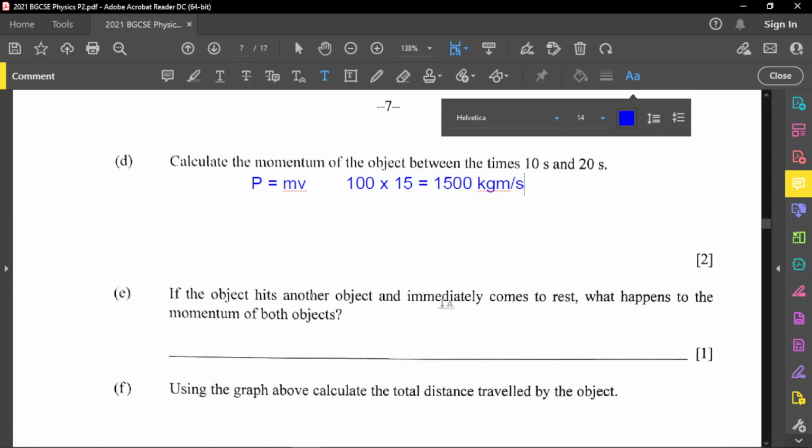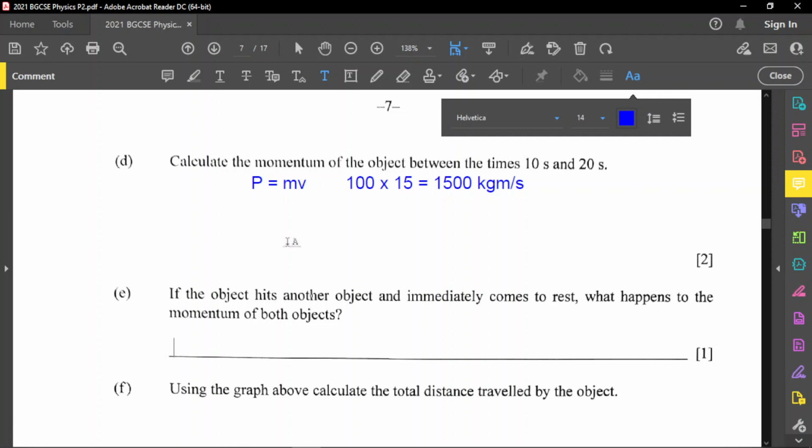So if this hit another object and it comes to rest, then what will happen is that the momentum will be transferred to the other object. All right, and so it itself stops, the momentum is conserved. Remember that the law states that the momentum before collision is equal to momentum after collision. So therefore, that momentum is conserved, or it is transferred to the other object. All right, so the object at rest will transfer its momentum to the other object.